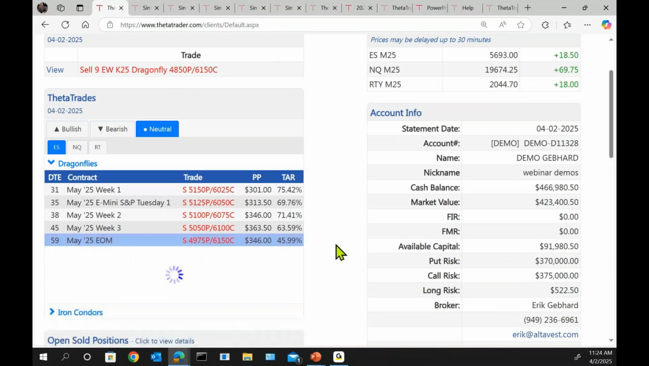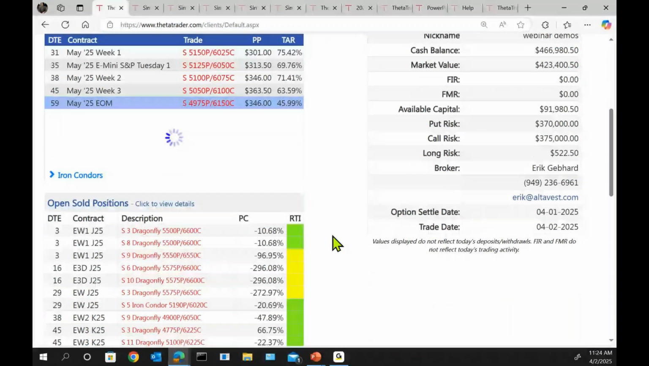And let's drill down and look at the details on that. You can see the short puts and short calls are displayed here. Your maximum profit potential is always going to be a lot higher dollar-wise compared to a condor. That's because you're selling a minimum of 4 calls and 4 puts.